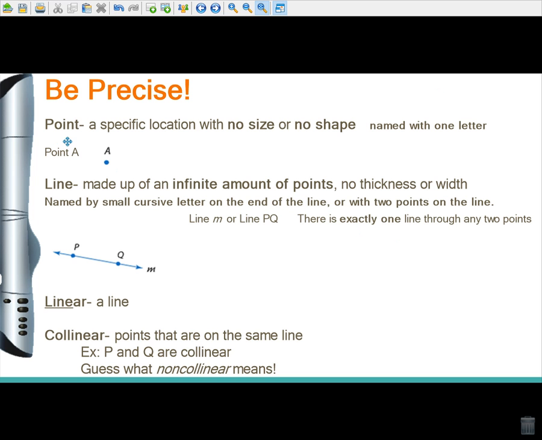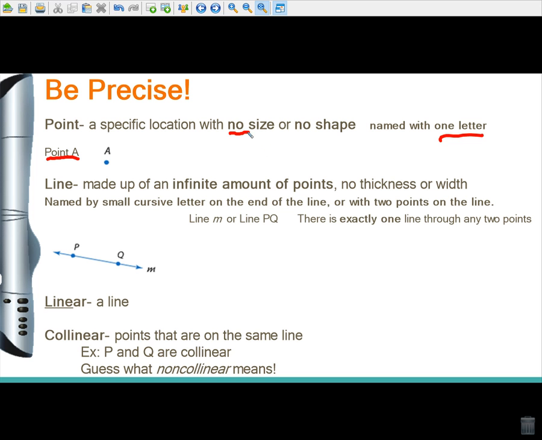Point. Okay, our first vocab word is point. So a point is a specific location with no size or shape, named with one letter. Okay, so when we name these points, all we're going to do is name them with one letter. As you can see, in our example here, we have point A. All we have to name this is point A. Okay, so make sure you get that full definition down.